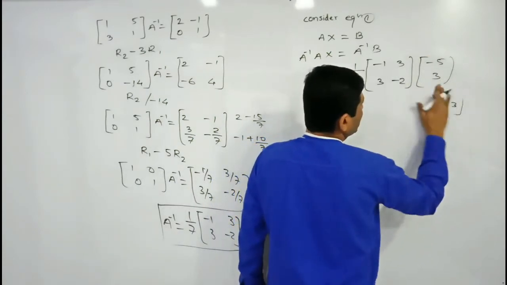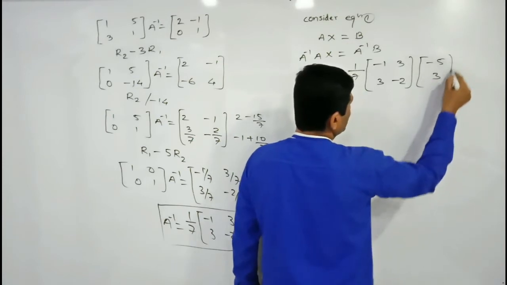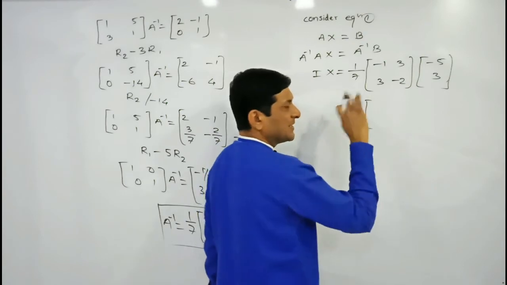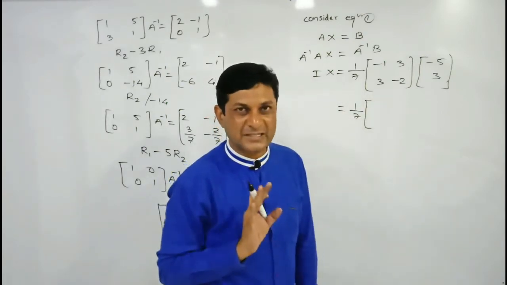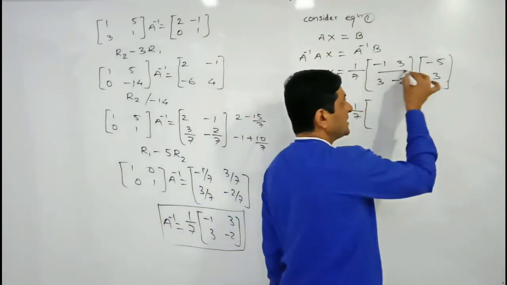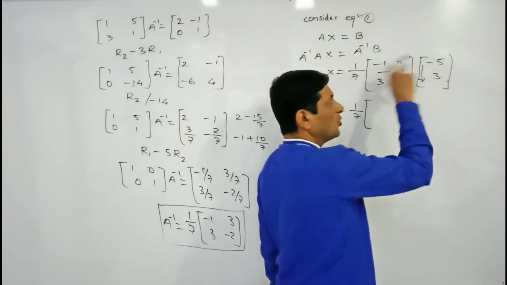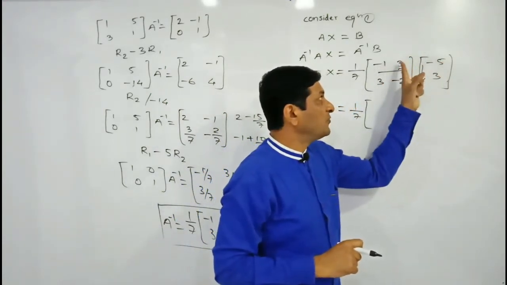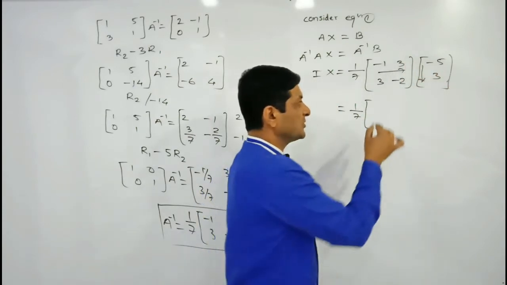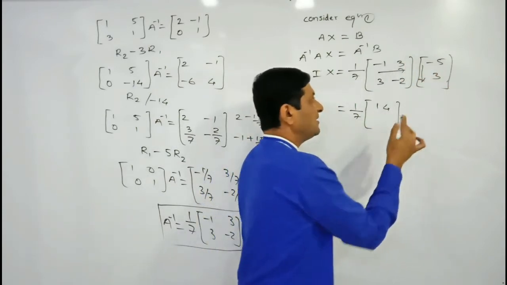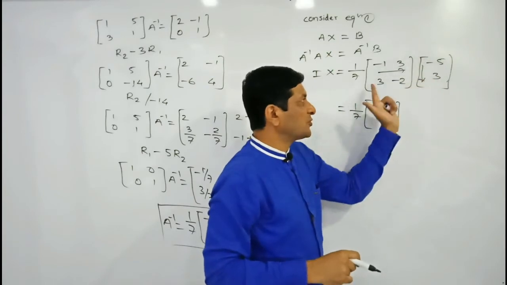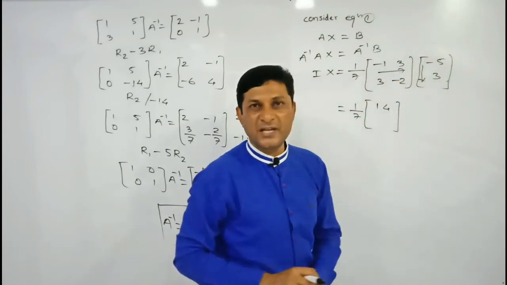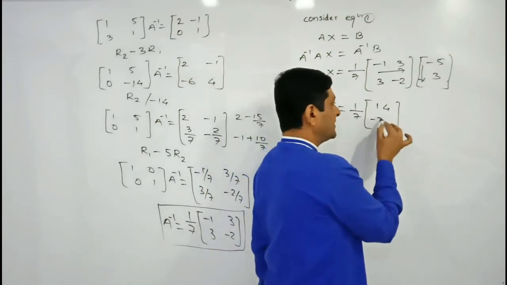Now let us take the multiplication of these two matrices. So this 1 by 7, keep it as it is. Just simply we are taking the multiplication of these two matrices. Whenever we are taking multiplication, we are multiplying row by column. See what we will get here. This product is 5 plus 9, which will be equal to 14. And multiply the second row by this column. This product is minus 15 and this is minus 6. Minus 15 and minus 6 will be minus 21.